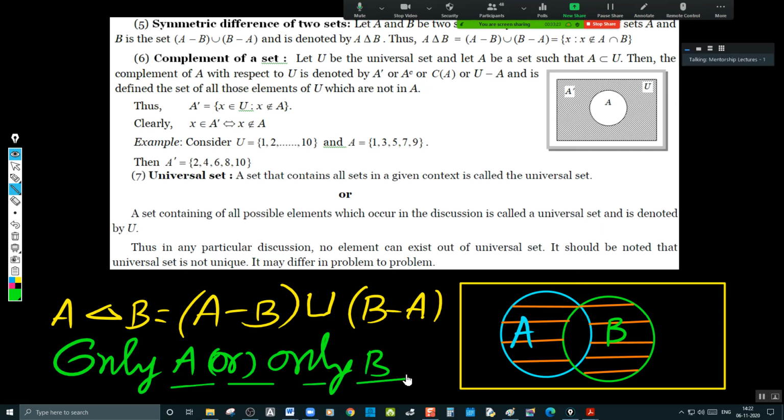So you can understand this in another form also. If you write A union B, you'll get the entire part. So if you subtract A intersection B from A union B, then you will get this symmetric difference. That means you have to subtract it twice.